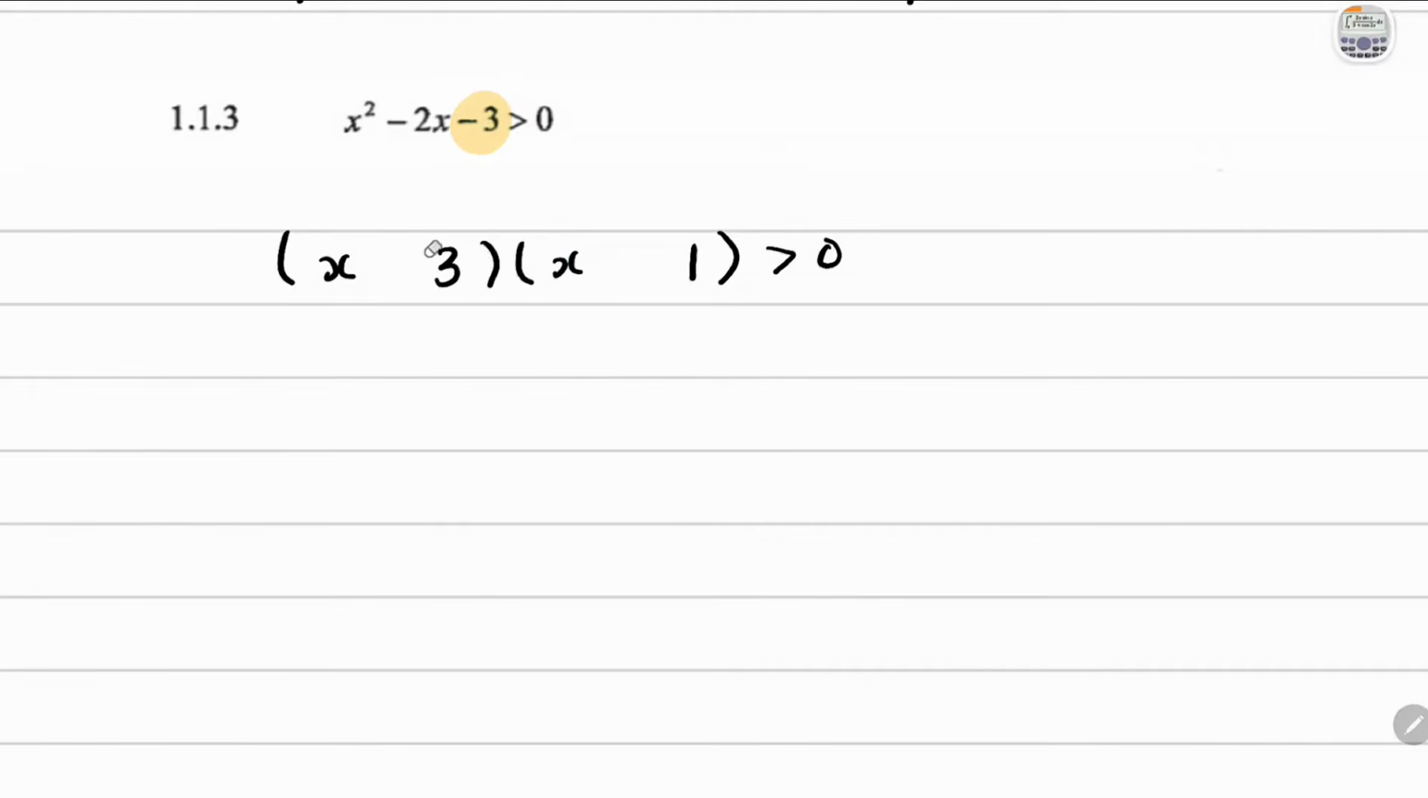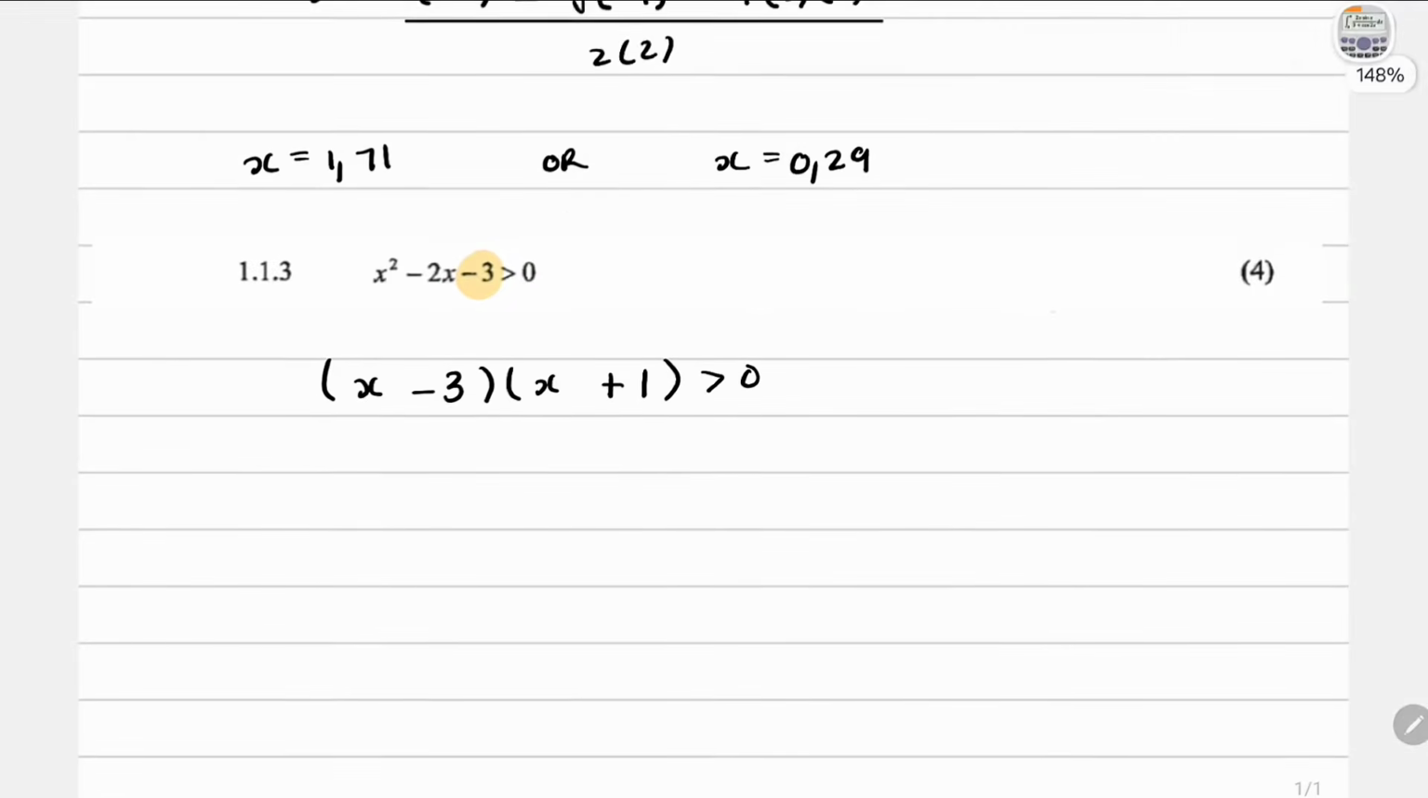Because this is negative, 1 needs to be negative, 1 needs to be positive. If you make the 3 negative and you make the 1 positive, you know that negative 3 plus 1 is negative 2, and that is the coefficient of the middle term we have. So we know that that is indeed the factors that we have there. Now we have to go ahead and find the values in this inequality.